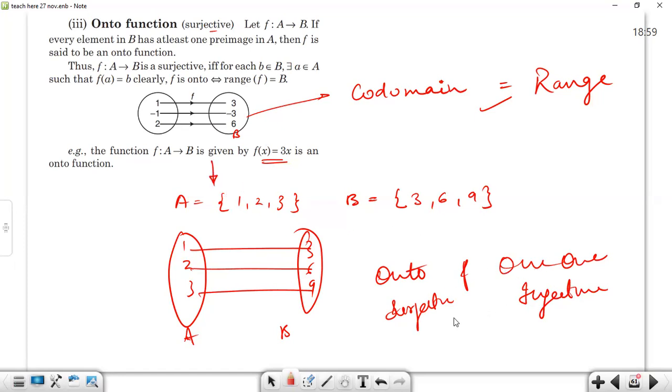So if a function is both onto and one-one, we may call the function bijective. Bijective function. Okay. Yes, sir.